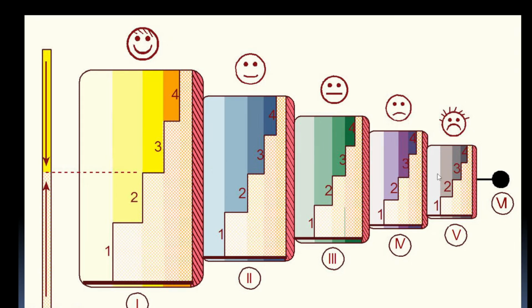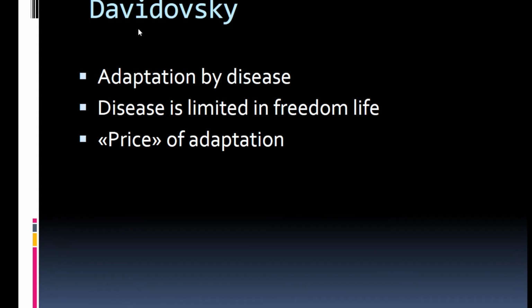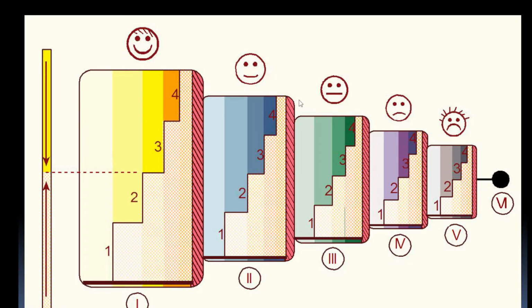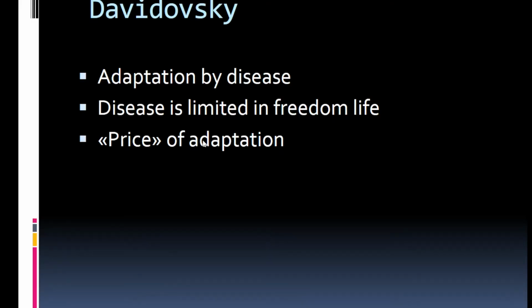And progressively during our life, if the negative influence of the external environment continues, we have fewer and fewer functional possibilities to adapt to the external environment, and more diseases, the main disease and other diseases, which we can usually observe in practical medicine in a patient. Not one disease, but many diseases. That's why such scientists, pathologists as Davidovsky, spoke about adaptation by disease, because here we have a living organism, but the possibilities to adapt of this organism are less.